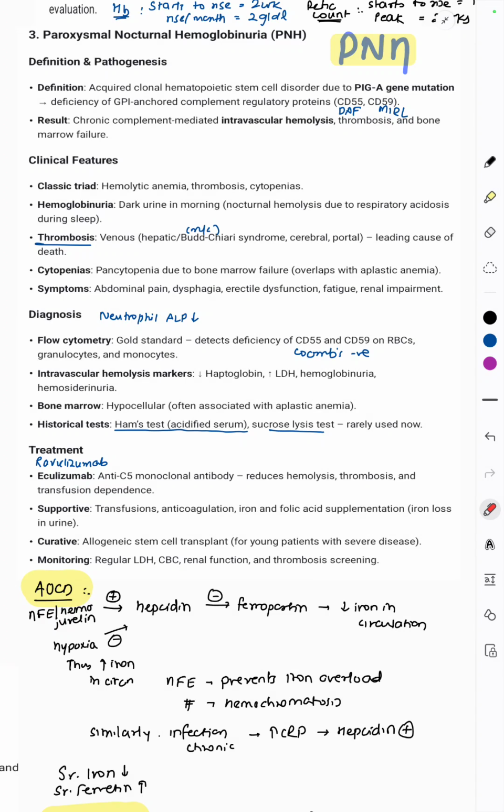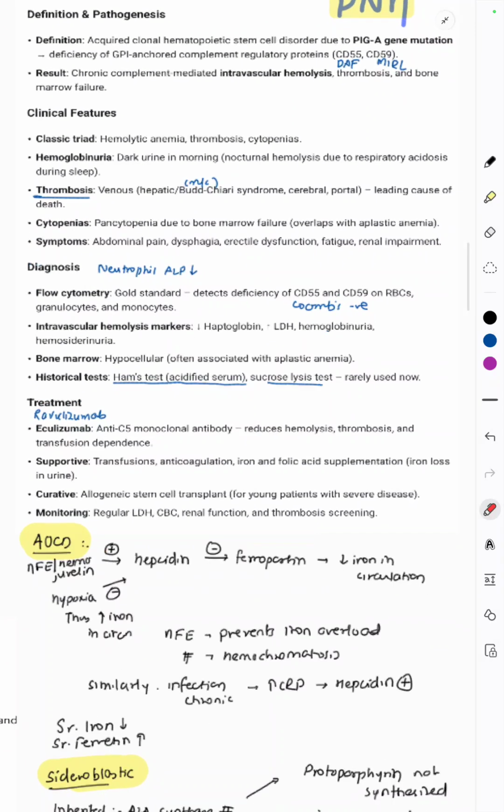Now, the next is an intracorpuscular acquired defect, called paroxysmal nocturnal hemoglobinuria. PNH is caused because of a defect in the PIGA gene, which is located on chromosome X, and that will lead to deficiency of GPI anchored proteins, that is CD55 and CD59. CD55 is called decay accelerating factor, CD59 is called membrane inhibitor of reactive lysis. Chronic complement mediated intravascular hemolysis takes place, and subsequent bone marrow failure. Then it comes with the classical triad of hemolytic anemia, thrombosis, and different cytopenias.